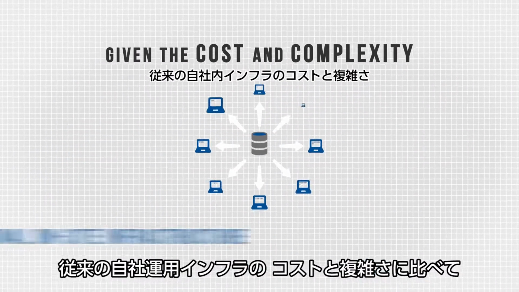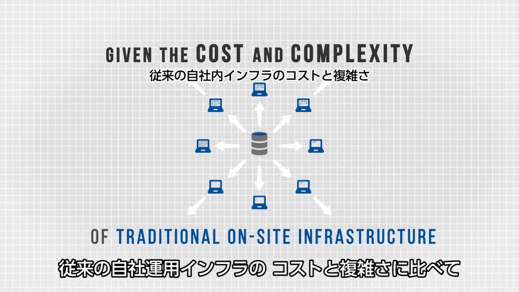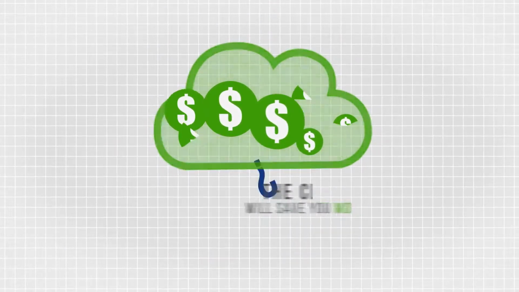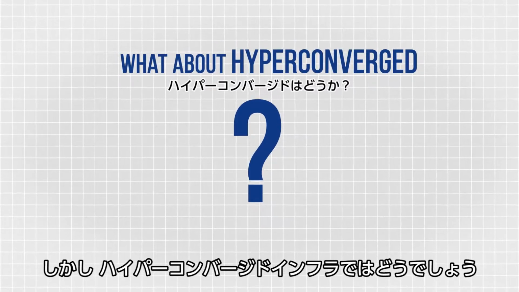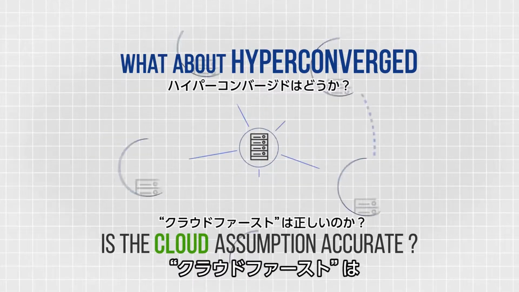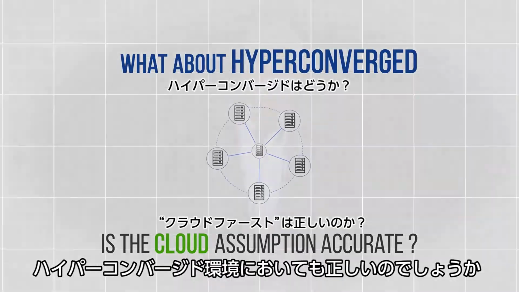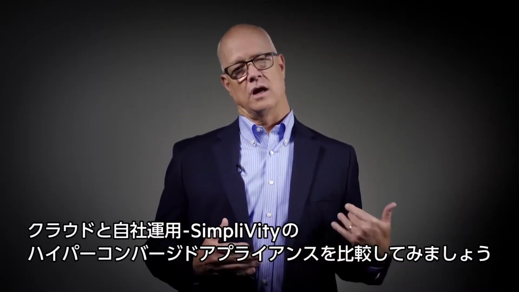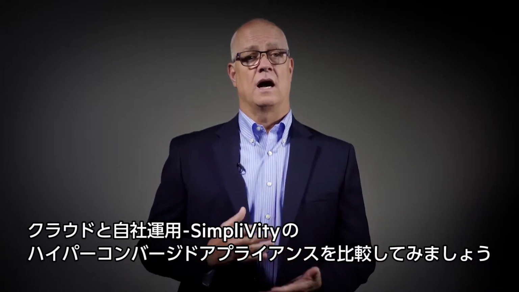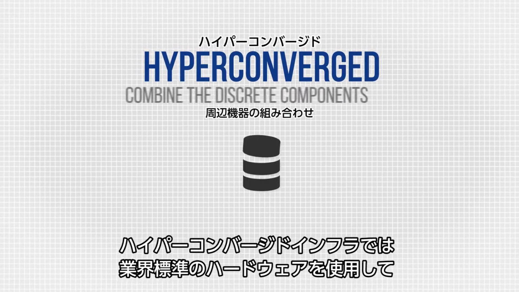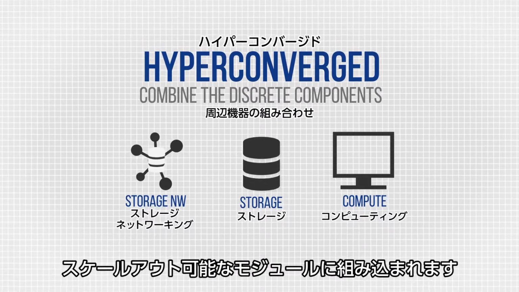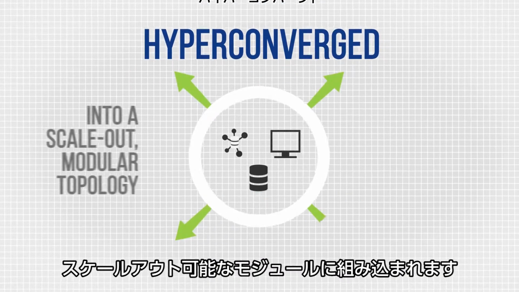You know, given the cost and complexity of traditional on-site infrastructures, it's easy to assume that the cloud will save you money. But what about hyperconverged infrastructures? Is the cloud assumption accurate when we're talking about hyperconverged? That's what we want to look at with a TCO model comparing the cloud with on-site infrastructure, specifically a hyperconverged appliance from SimpliVity.